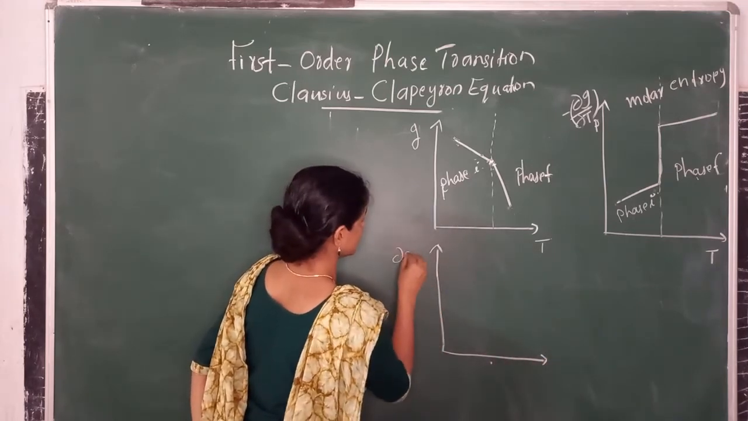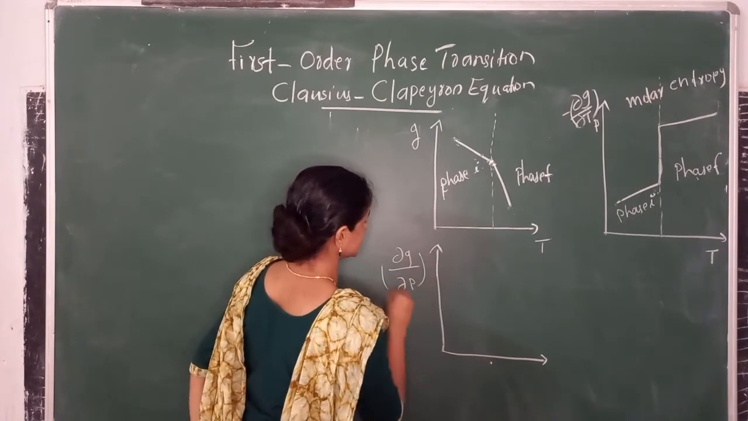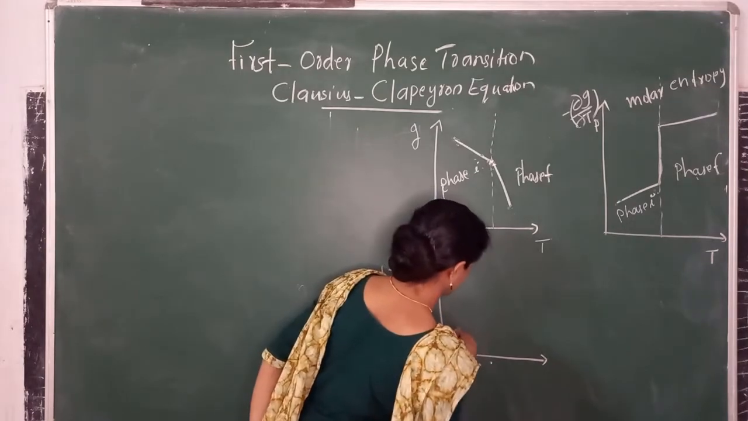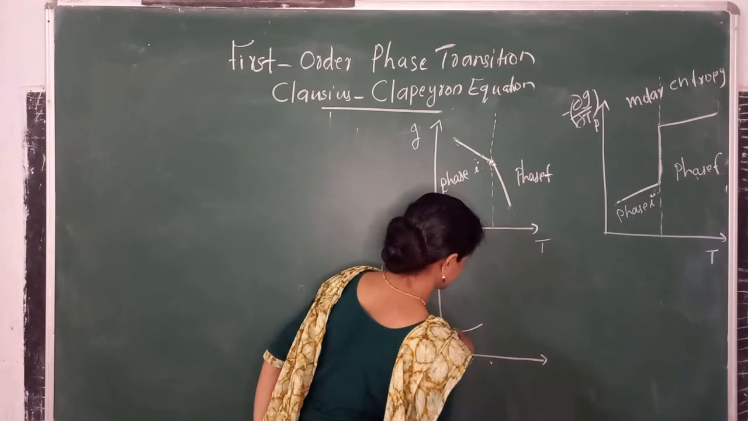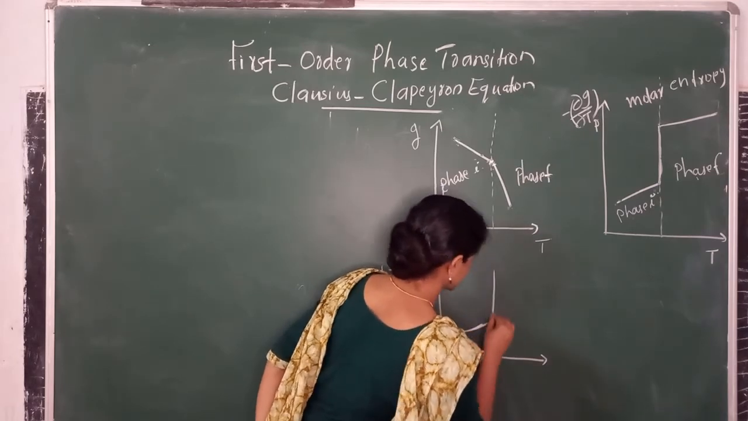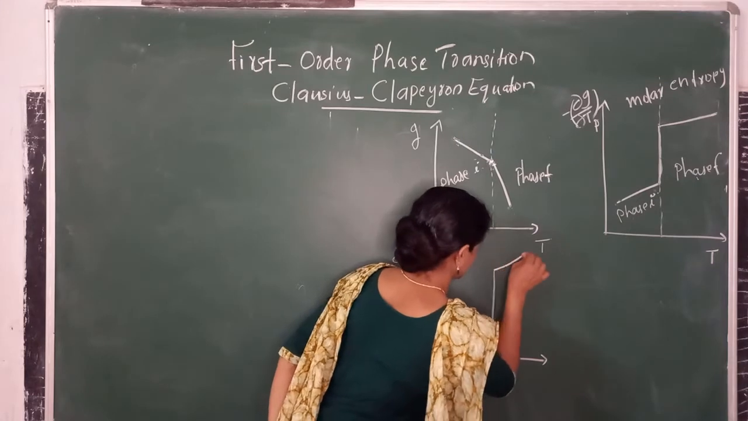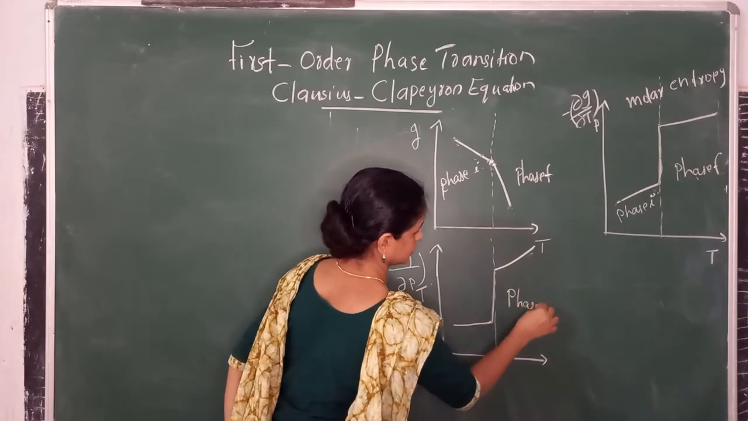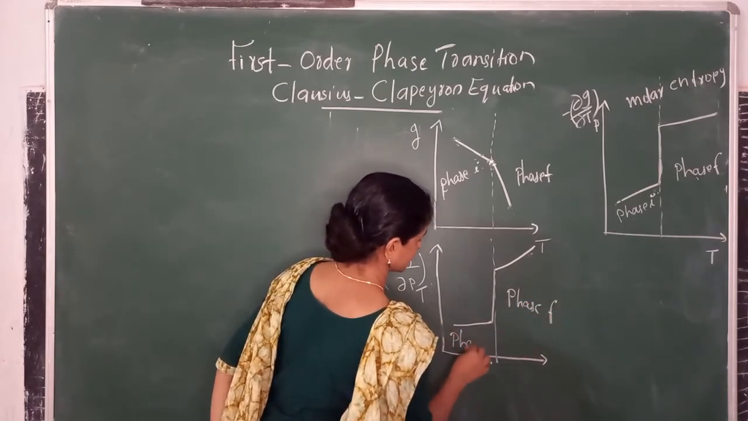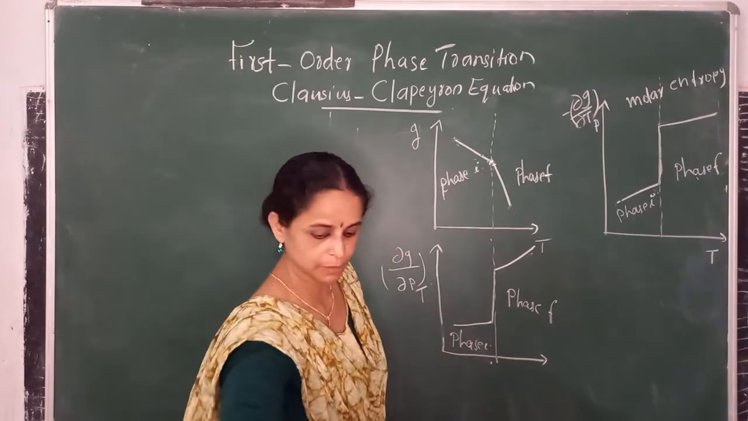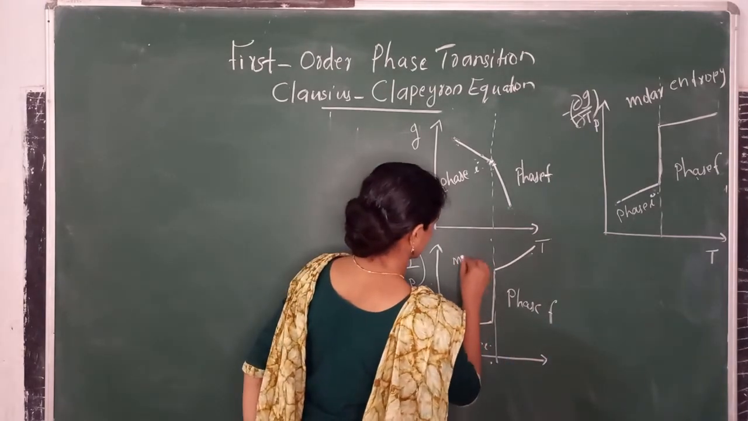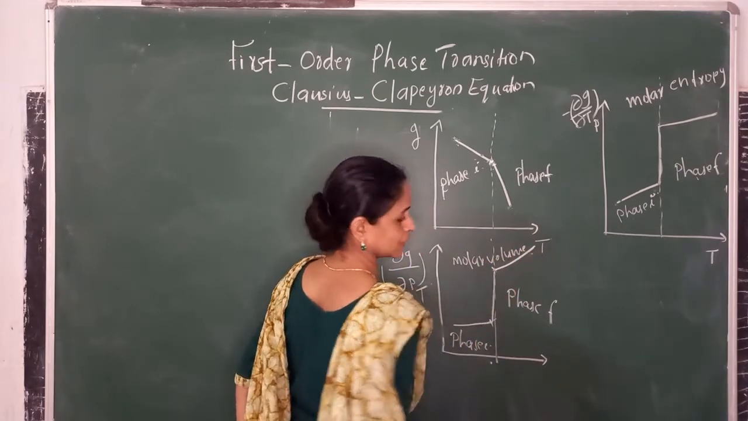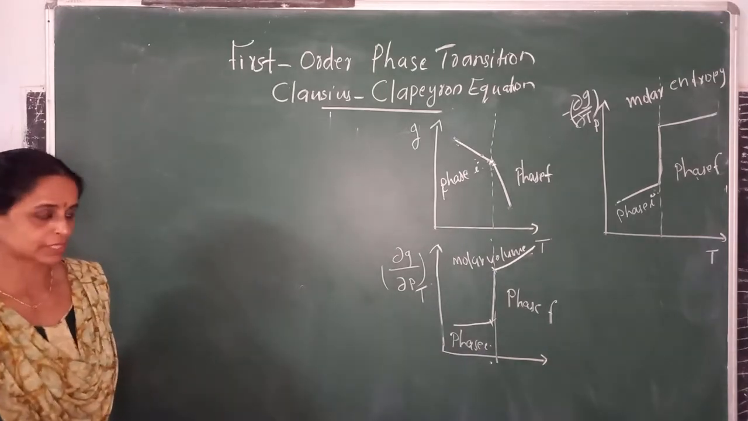The third one is dou G by dou P at constant T, which is actually the molar volume. There is also a discontinuity here. This is phase F and this is phase I, and this is the molar volume. So here also the first derivative changes abruptly, or discontinuously.